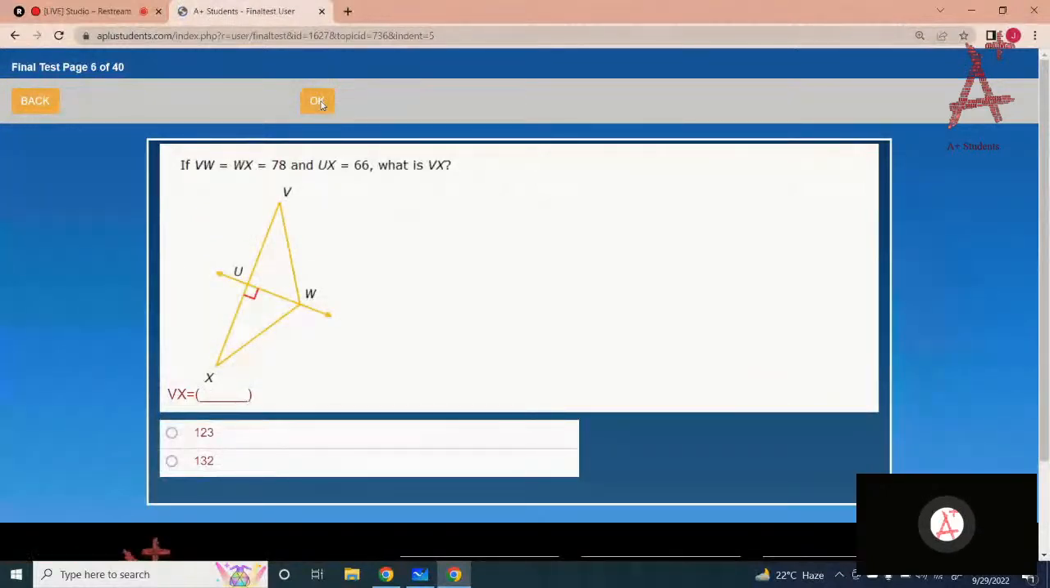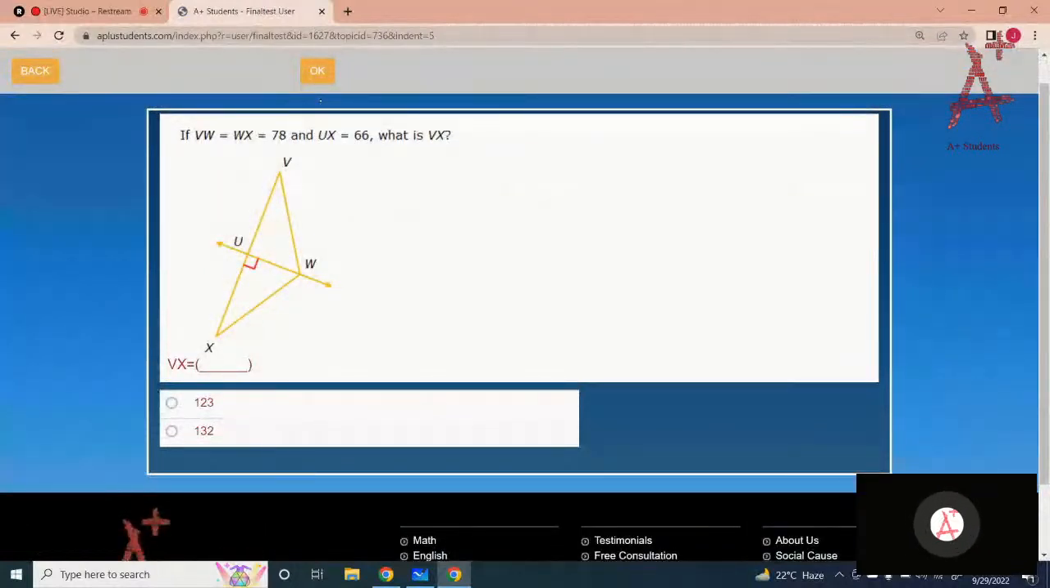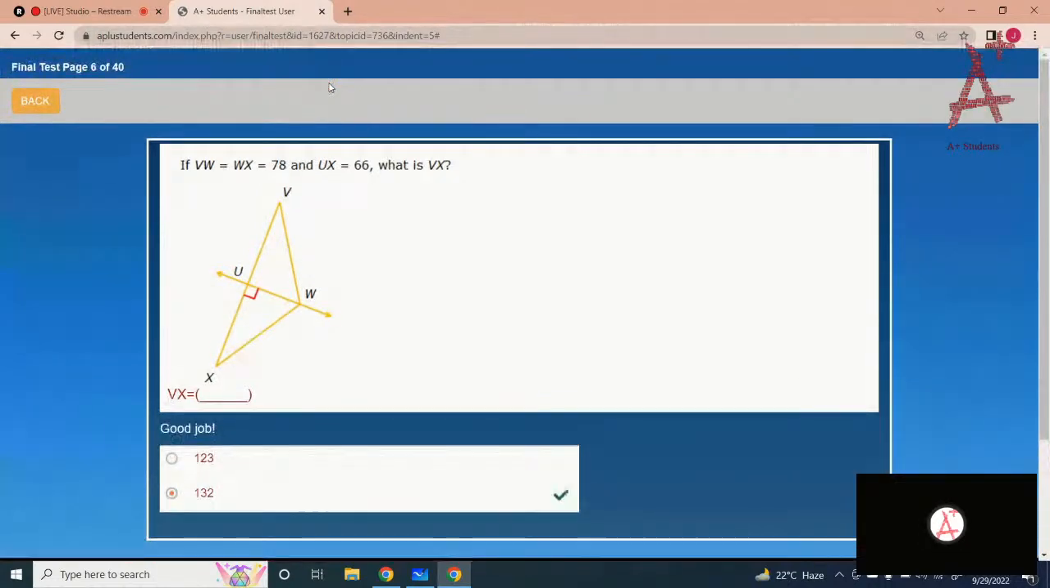Okay, the next one is, if VW equals WX and both of them are 78, VW and WX is 78. And UX is 66. So what is VX? You are given this length UX, which is 66. You have to find UV. That means if UX is 66, UV is also 66. So add them to find the side length of VX. So 66 plus 66 is 132. So the correct option is 132. Select the correct option and click on the OK button.